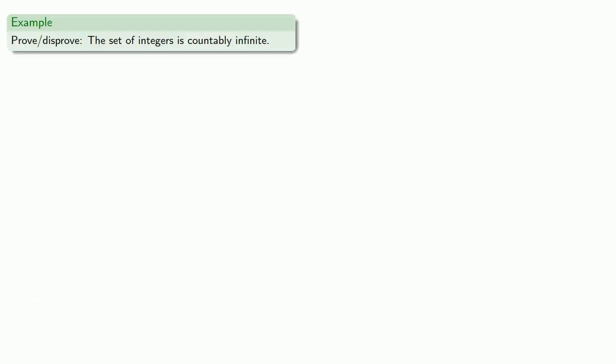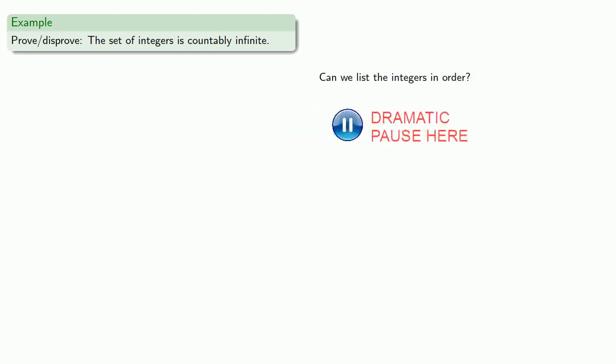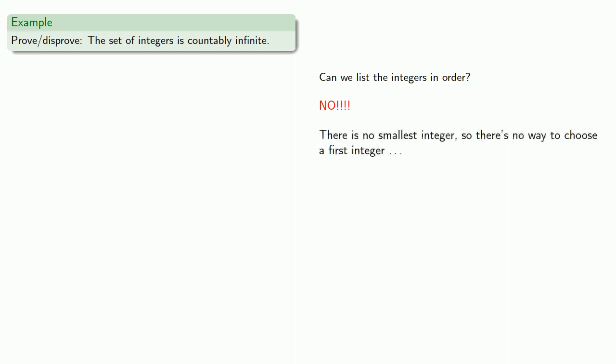Let's take a different set. How about the set of integers? That's the positive and negative whole numbers along with 0, and we want to prove or maybe disprove the set of integers is countably infinite. And so the first question is, can we list the integers in order? No. There is no smallest integer, so there's no way to choose a first integer. Or is there?